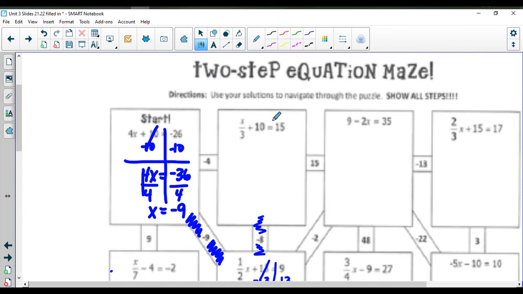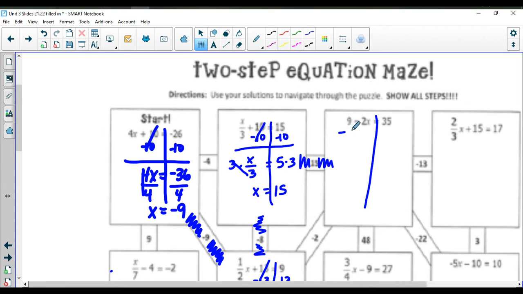up here. So drop a line down, subtract 10 on both sides, and I get x over 3 equals 5. Divided by 3, so I'm going to times by 3 on both sides, and that tells me x is going to be 15. 15 leads me over here to the right. Drop this down. This is a rule buster, so I'm subtracting that 9. Remember, be very careful. Bring down your negative 2x. 35 minus 9 is going to give me 26. Divide by the negative 2. Whatever number is attached is what I divide by, and x will equal negative 13. It's going to take me here to the right then.